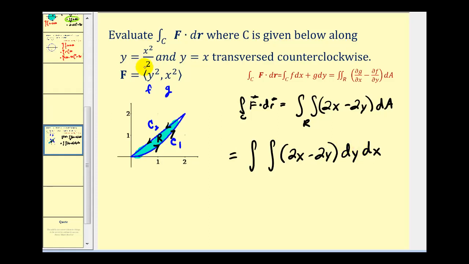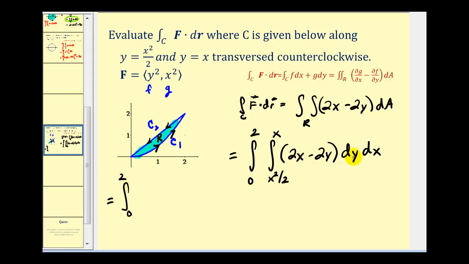Since our equations are functions of x, I'm going to go and integrate with respect to y first and then x. So limits of integration for y must be expressed as functions of x. So the lower limit will come from the curve, that'll be x squared over 2. The upper limit for y would be the line, which is y equals x. And then for the limits of integration for x, it'll go from 0 to 2.